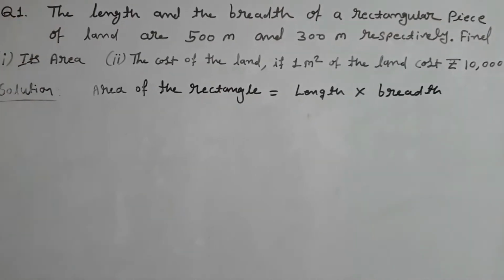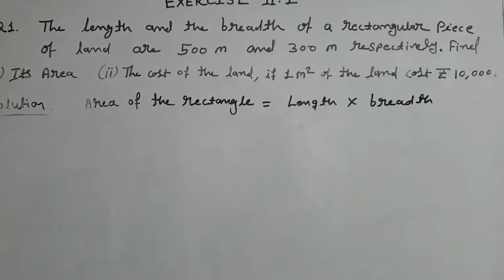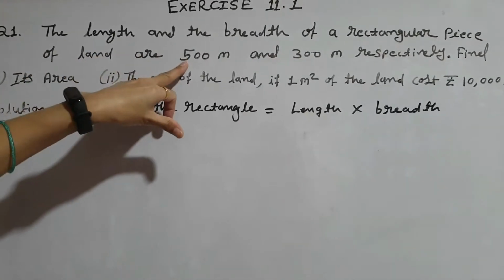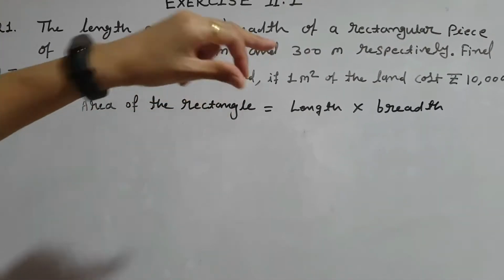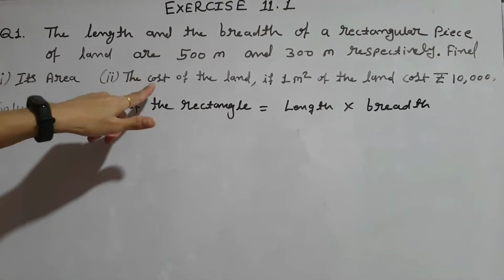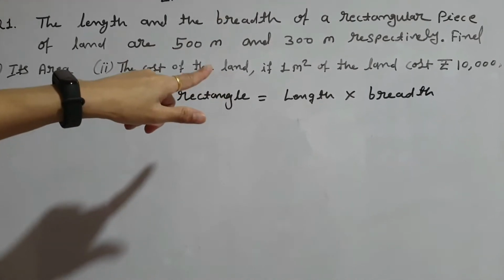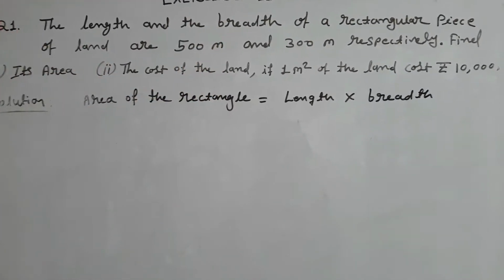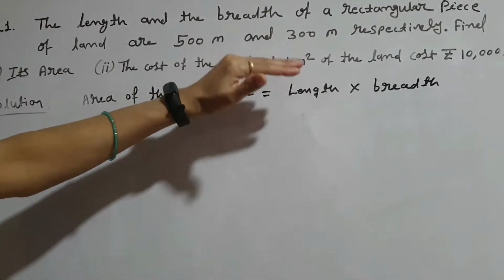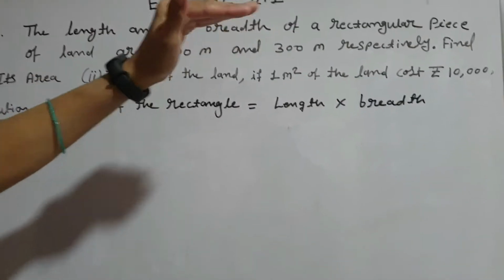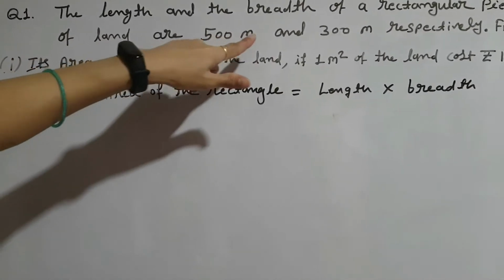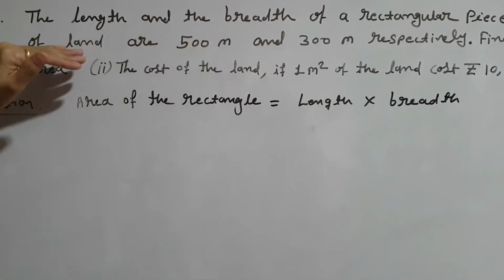So now we solve the questions. Question number 1 is here. The length and the breadth of a rectangular piece of land are 500 meter and 300 meter respectively. Find its area and the cost of the land if 1 square meter of the land costs 10,000. So first we find out the area of this rectangular piece of land.